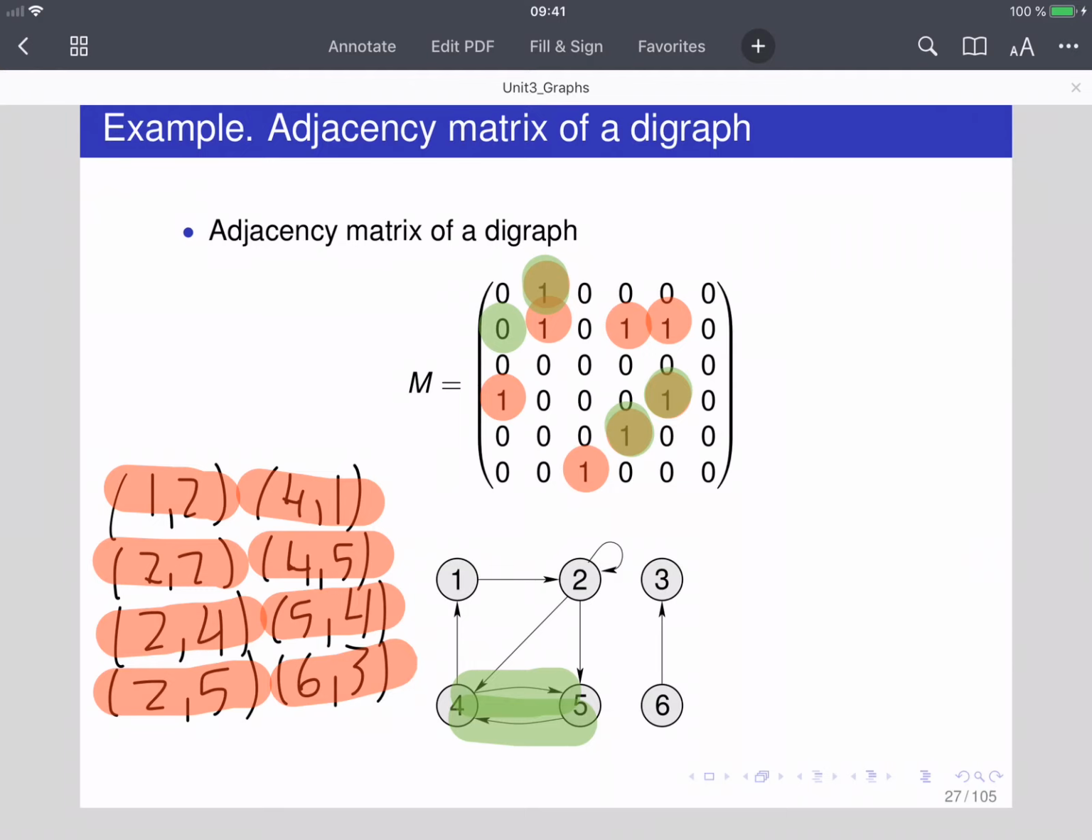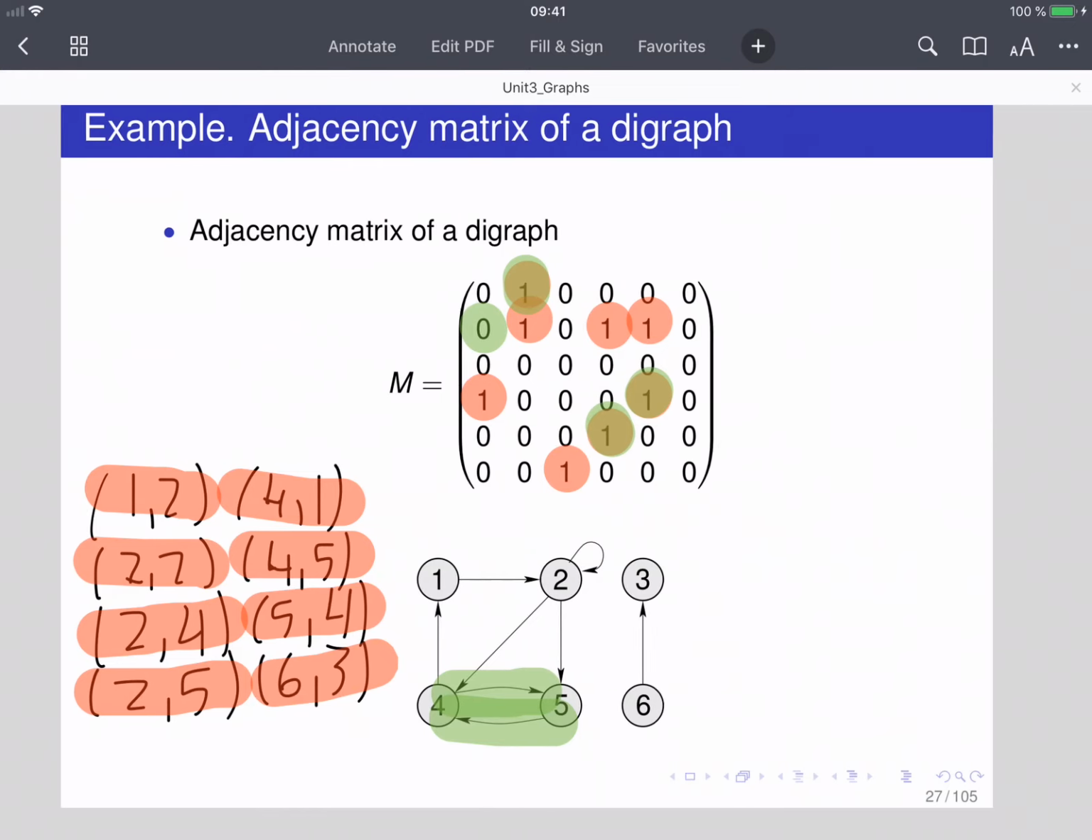But we also have another piece of information that we can quickly recover from the adjacency matrix, which is what we studied in the previous lecture, which is the degree of a vertex in the graph.